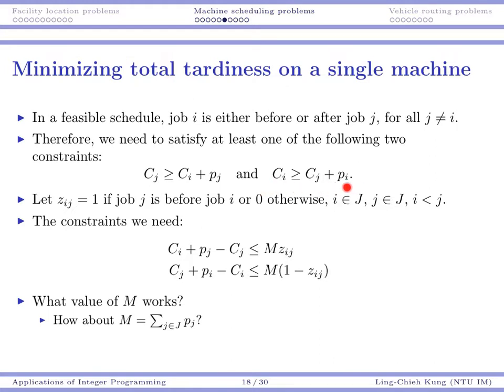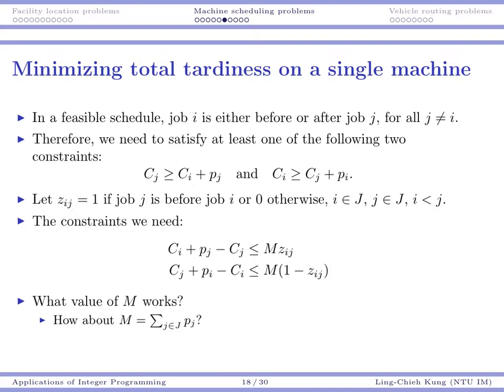Alternatively, you can put job J before job I. So you need to satisfy either this or that. You cannot put both of them into your program because then you get an infeasible program. So you need to satisfy either-or. The good news is that you know how to deal with either-or, at least one of the constraints.